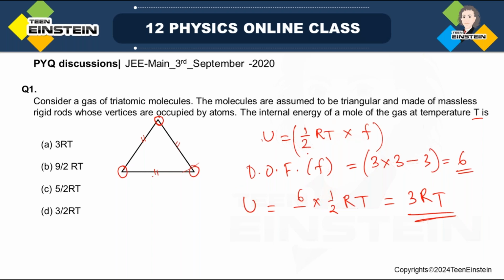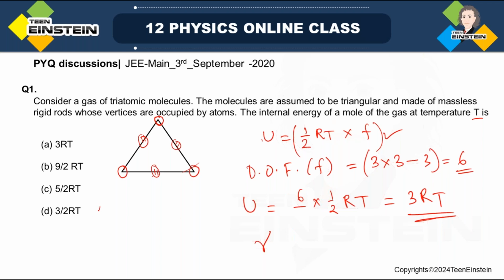So what is the point to be noted here? The point is how many constraints there are, and how to calculate the degrees of freedom: number of particles into the dimension, minus number of constraints. Here there are 3 particles, 3 degrees of freedom each because it is in space, and there are 3 constraints. Constraints mean how many obstructions or limiting relationships there are. That's what we can say in very common language. And this is the expression for the internal energy which I need to remember: half RT into the degrees of freedom. Sometimes you might be asked to find gamma also from this kind of question.